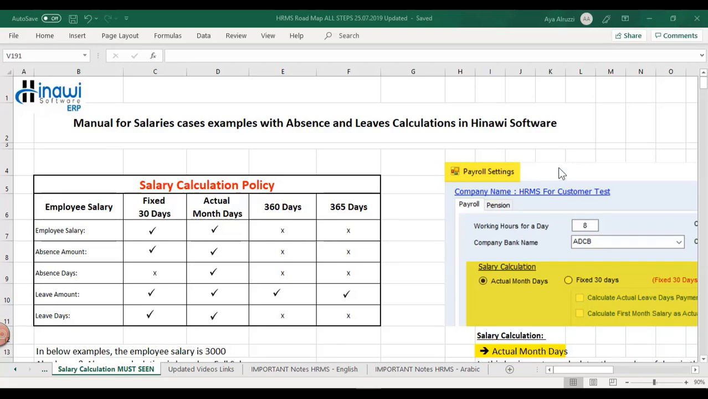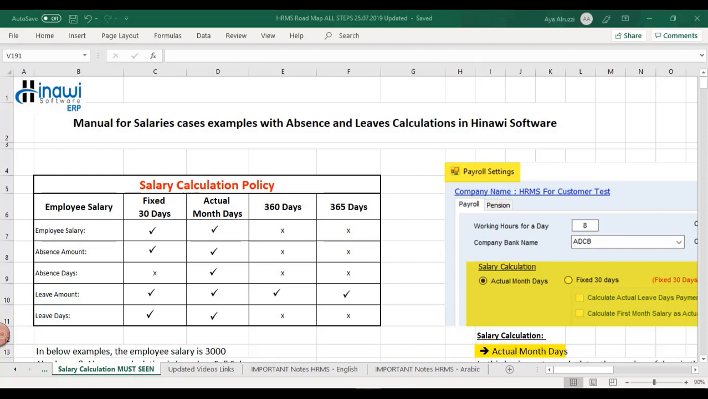So as you can see here, I have the HRMS roadmap in front of me opened, and basically those are the different tabs which we have here. Of course, there are several videos about it on our YouTube channel. In each video, I cover a specific part.